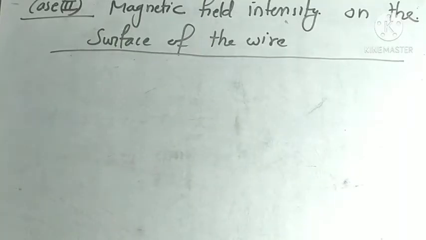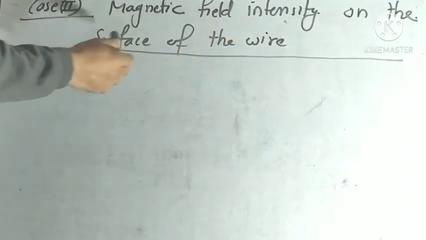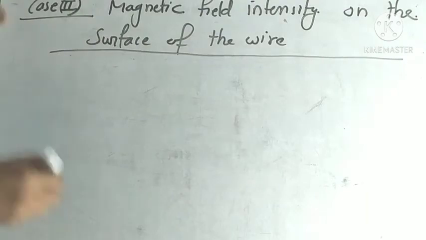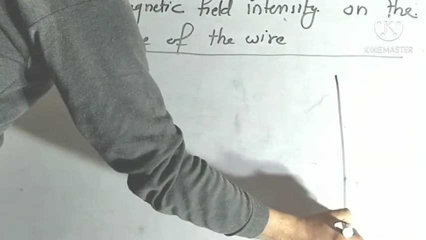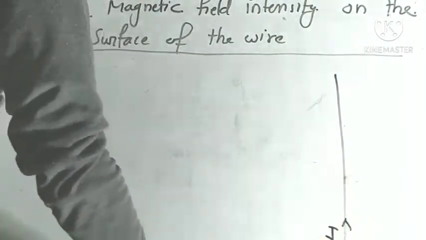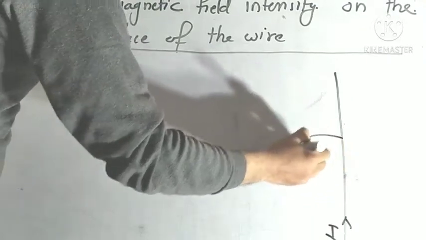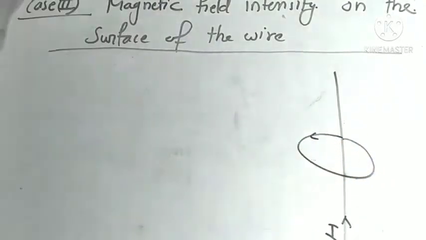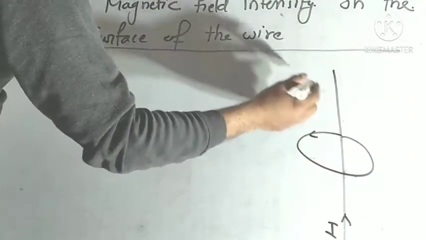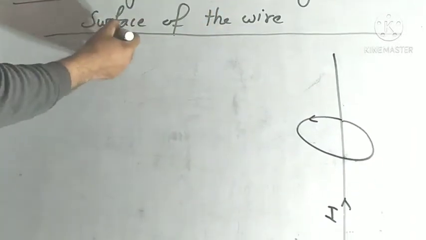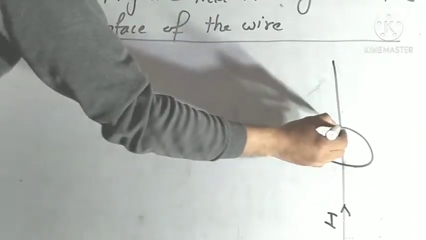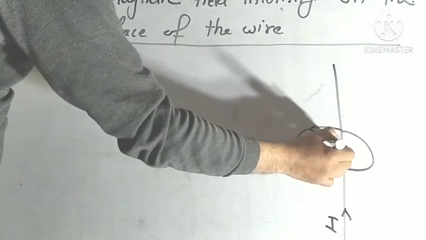Case number 2, magnetic field intensity on the surface of the wire. We take any wire, and the current flowing through this wire is I, due to which the magnetic field is generated in the form of circular loops. Here we have to find the magnetic field intensity on the surface of the wire, so we take point P on this wire.